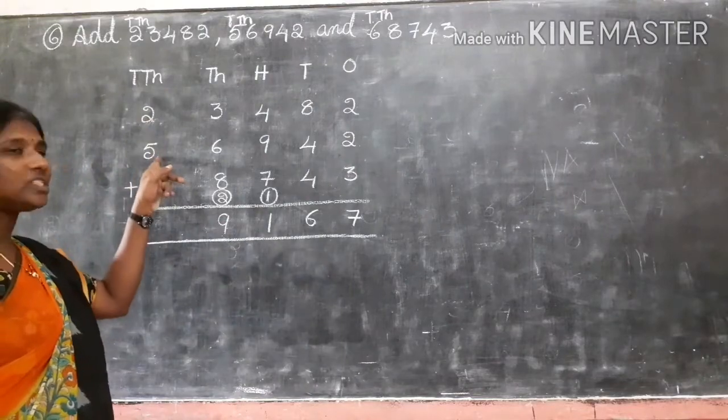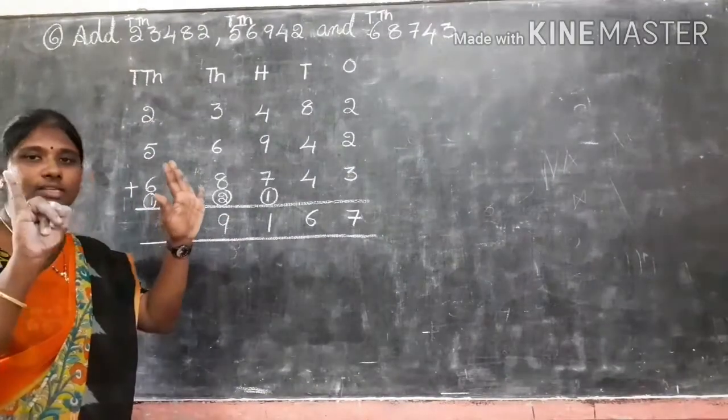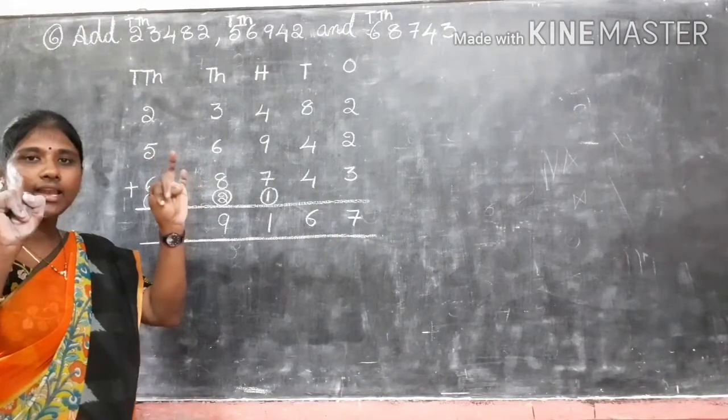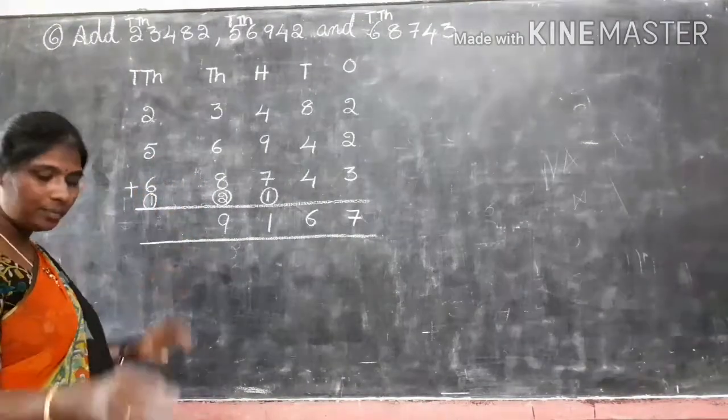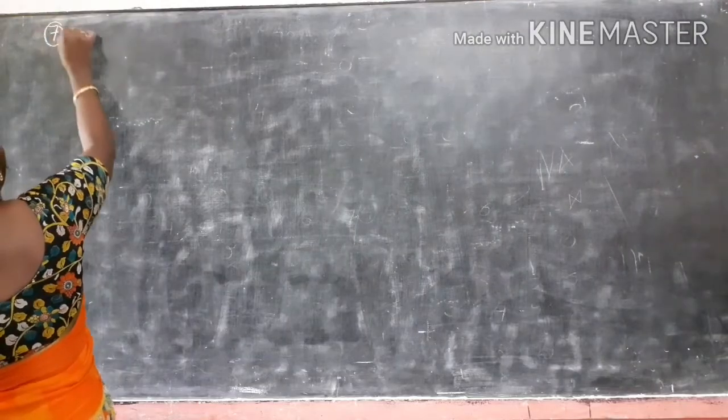Next, 2 plus 5, 7. 7 you know. 7 after, take 6 fingers. 7 after: 8, 9, 10, 11, 12, 13. 13 plus 1, 14. Add.